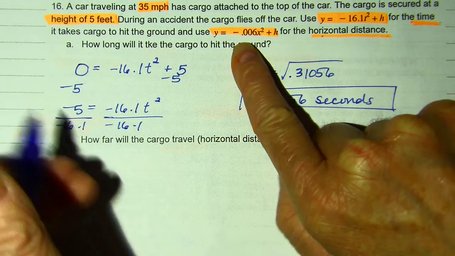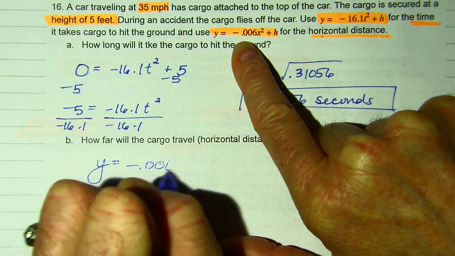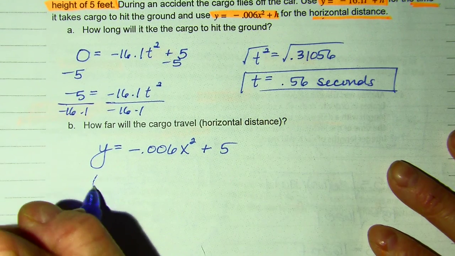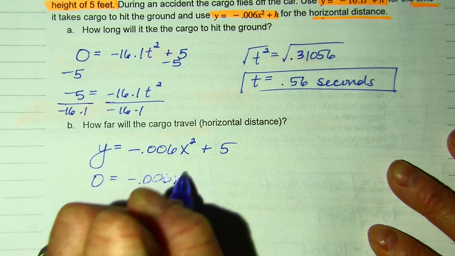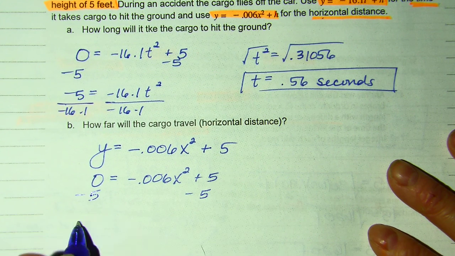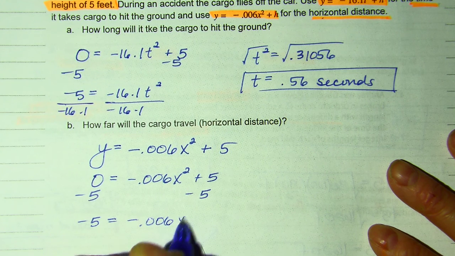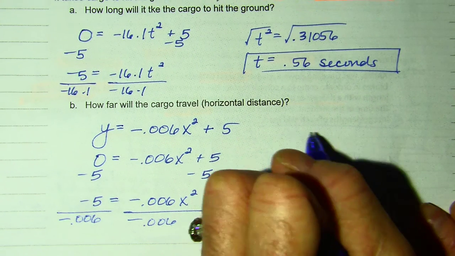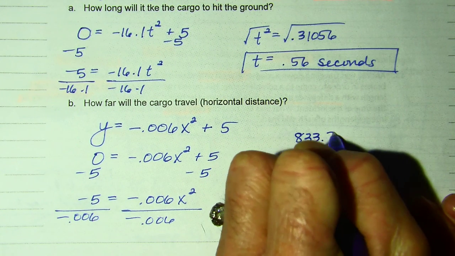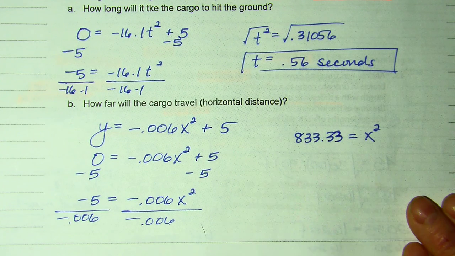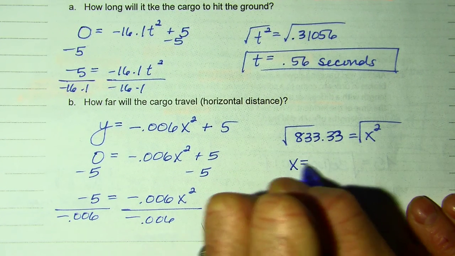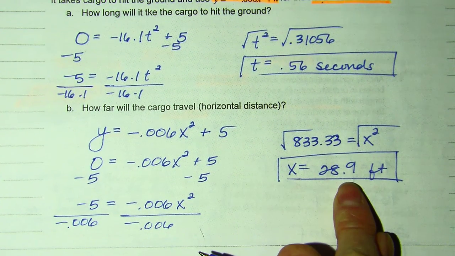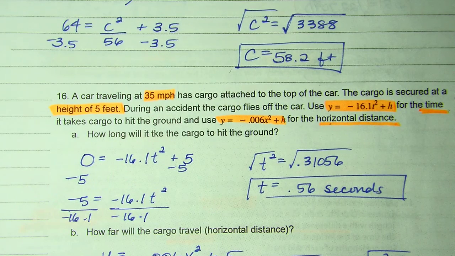They asked us to use the second formula. So y equals negative 0.006 x squared. H is the height of our object, which is 5. Now, when I'm solving this, I'm going to set y equal to 0. To solve, I would subtract 5. So negative 5 equals negative 0.006x squared. Divide by your decimal. So I have 833.33 equals x squared. I'm going to square root both sides, and I get that my cargo would travel 28.9 feet. And I'm guessing this isn't that far because they're not on the freeway. It was only driving 35 miles per hour. But that is it for that section.